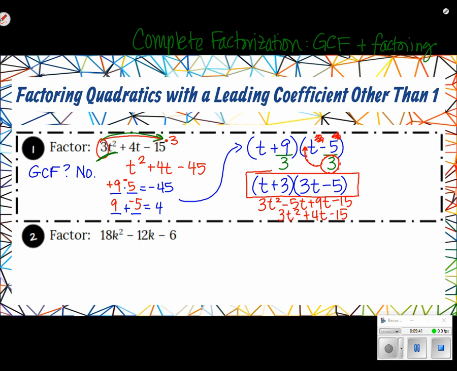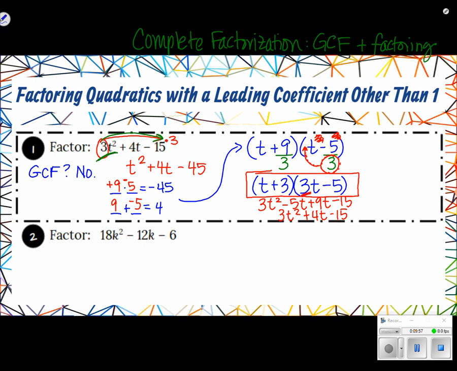Now, because we have a leading coefficient that's not 1, we should expect to have at least one coefficient. In this case, we have a 3 in front of our linear term. We should expect one coefficient there.